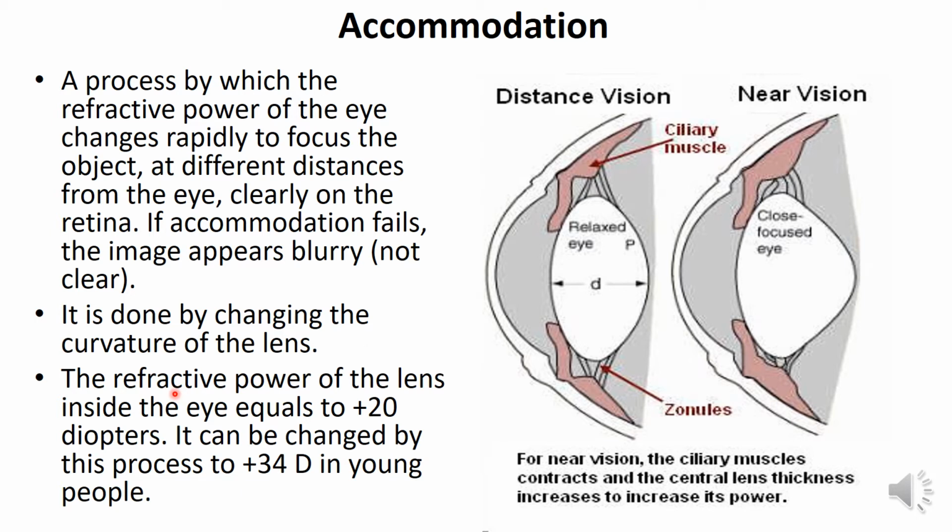in the refractive power, the dioptric strength of the eye. And in young people, the curvature of the lens can be increased and the dioptric strength of the eye can be increased 14 diopters. So the refractive power of the lens inside the eye is about plus 20 diopters. By increasing the curvature of the lens maximally, this power can be increased to plus 34 diopters. This is in young people, not in old people.